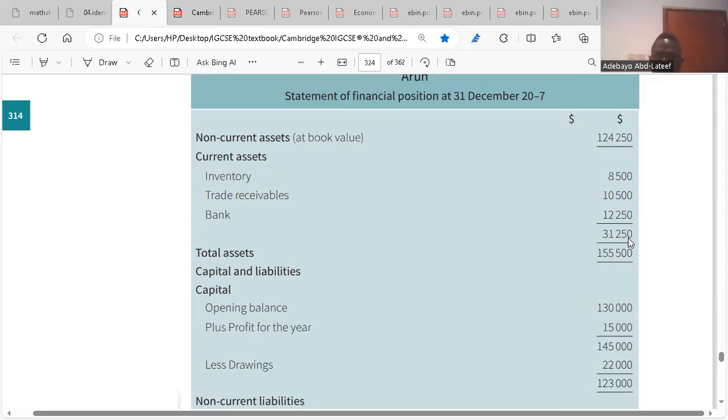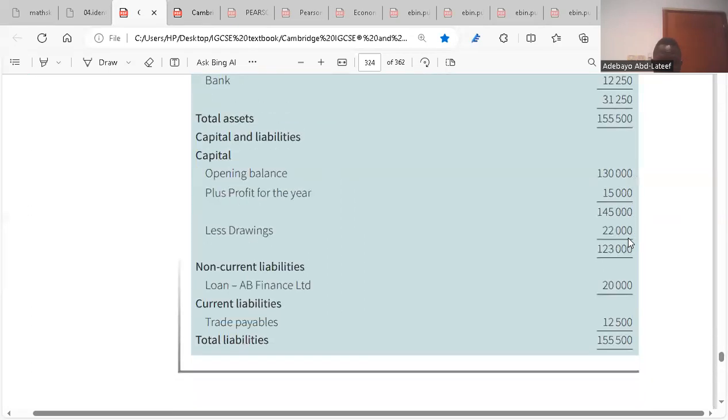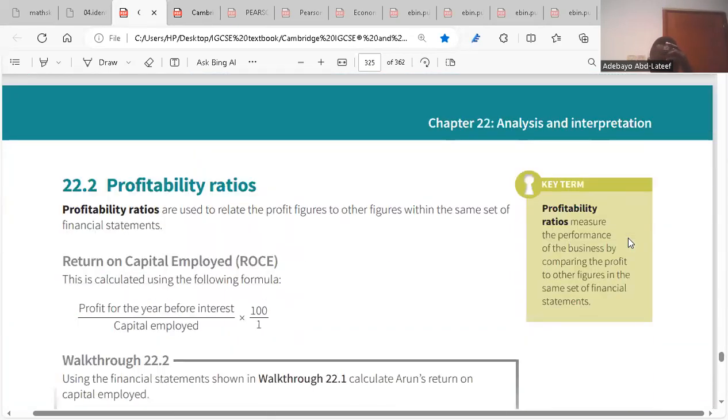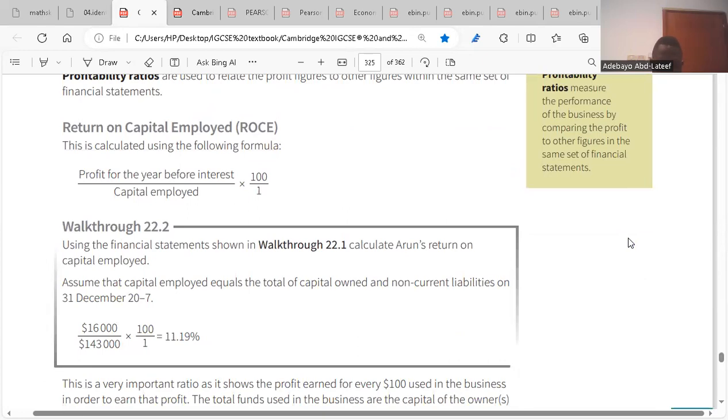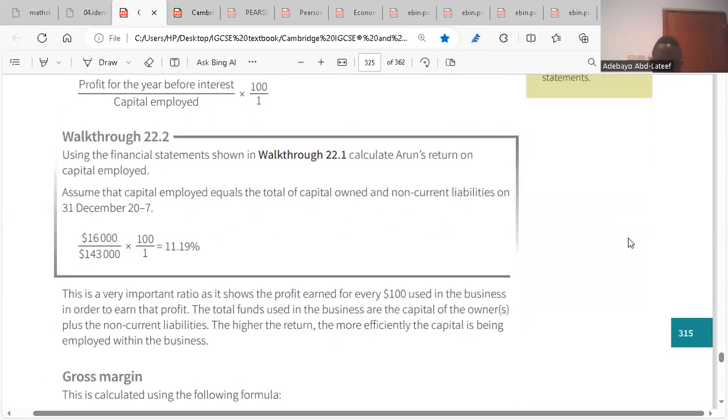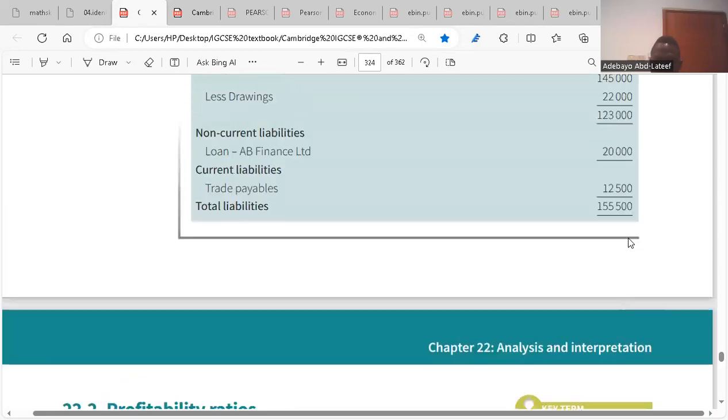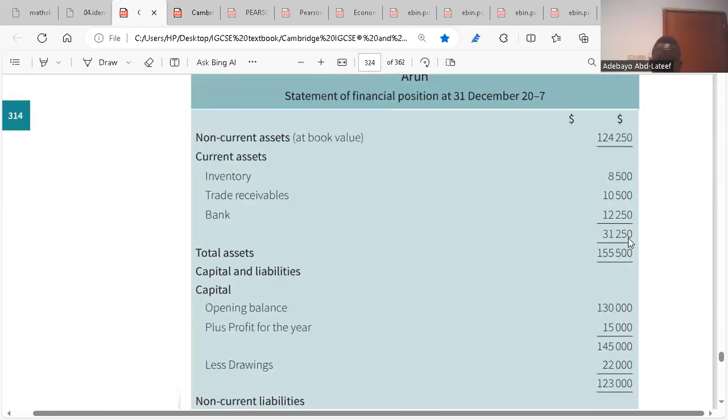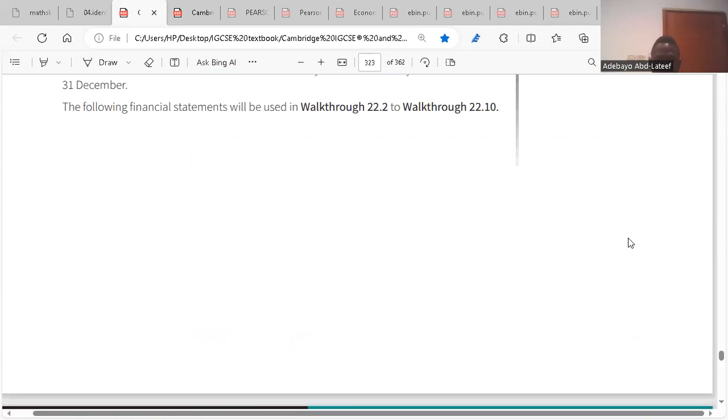Let's calculate our non-current assets, which is 124,250, right? Yeah, 124,250. That's our non-current assets. Plus 8,500, 10,500, 31,250. So how do we have 147? I don't know. 143,000. How is it 143? It's 148, 155. Capital employed. What do we have here?